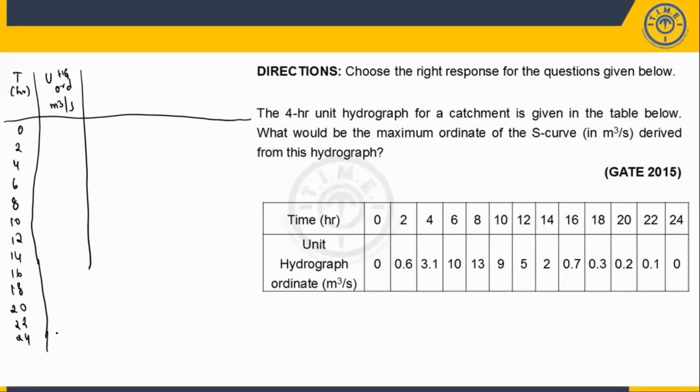Next, we will be having the UH ordinates, unit hydrograph ordinates. How much are they? 0, 0.6, 3.1, 10, 13, 9, 5, 2, 0.7, 0.3, 0.2, 0.1 and 0. That is, it starts with 0, ends with 0.